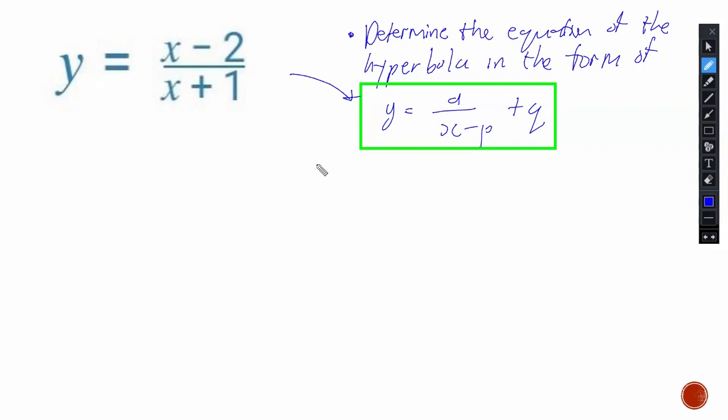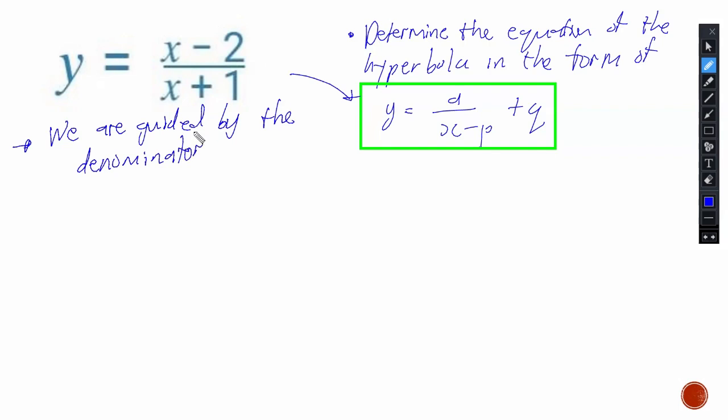So basically here, what you need to note is that we always have to focus on the denominator, right? Our purpose here is to change the numerator. We are guided by the denominator. So we are trying to manipulate the numerator so that it looks more like the denominator, right?